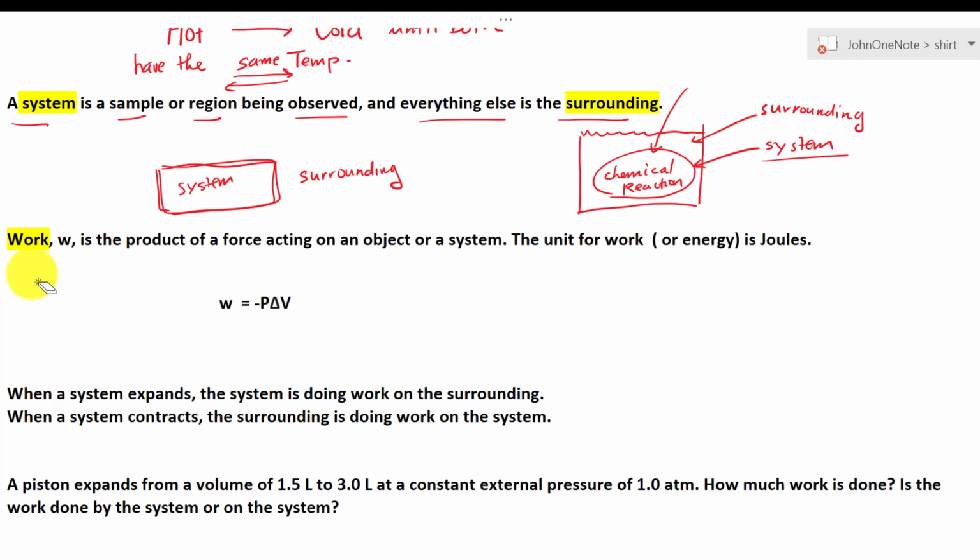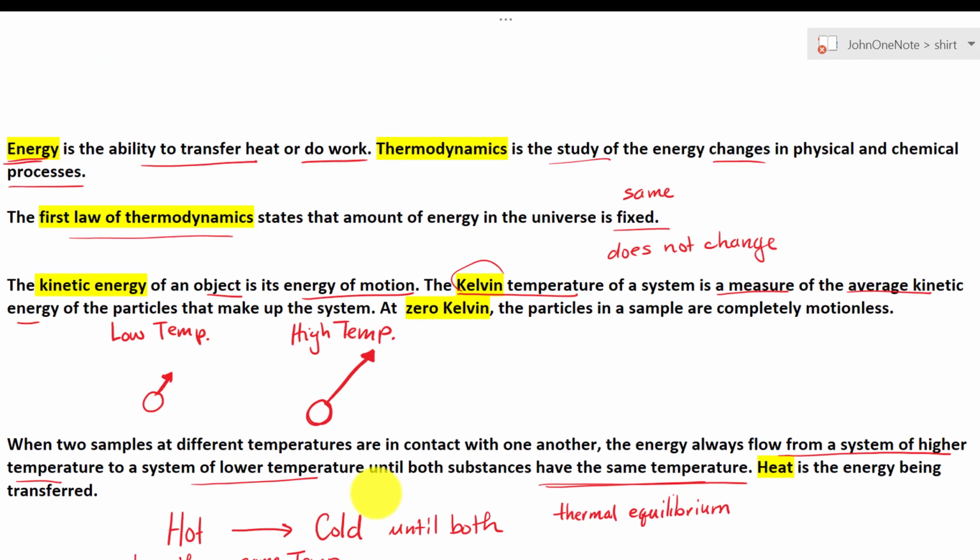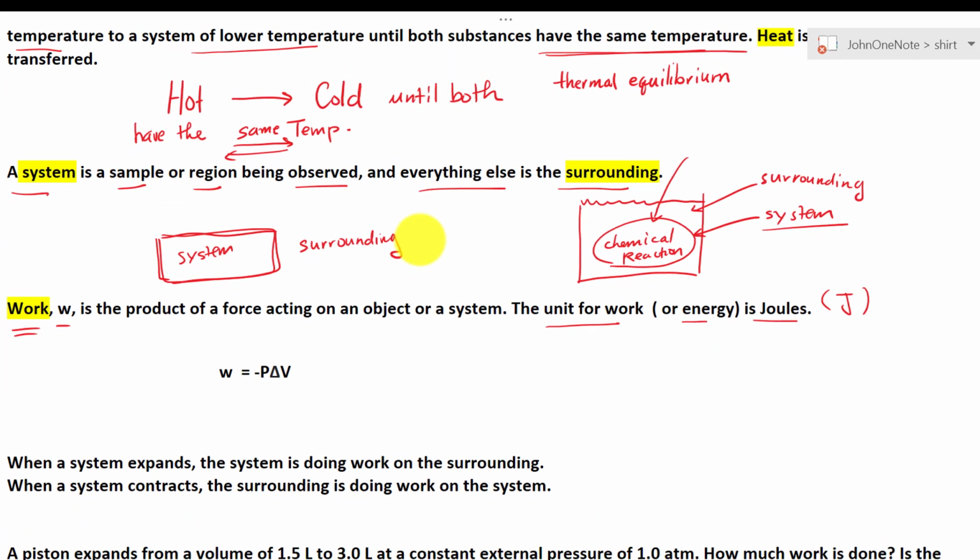Now let's get to the fun part of energy. What we have here is work, which is represented by W. Basically, work is the product of a force acting on an object or a system. Just like energy, the unit for work or energy is the joule, and joule is represented by the letter J. Remember, we defined energy as the ability to do work, so therefore, work is energy.